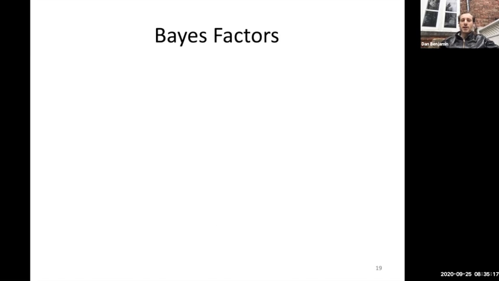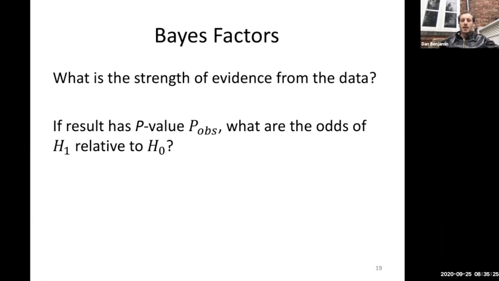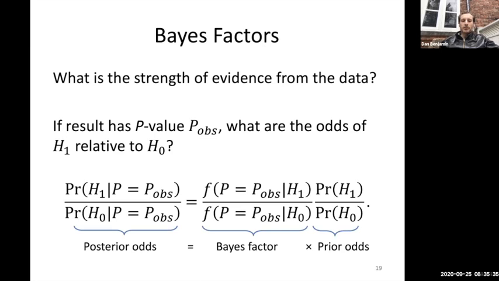Okay, so this comes back to the question from earlier. Bayes factors are a way to think about the answer to the strength of evidence question. And we want to know, if we observe a p-value of p obs, what are the odds of the alternative relative to the null? If we do the same kind of calculation as before, but this time using p equals a particular value rather than p less than a threshold like alpha, the same kind of calculation using Bayes' rule gives us this formula.